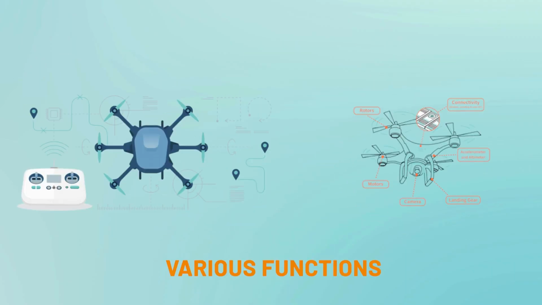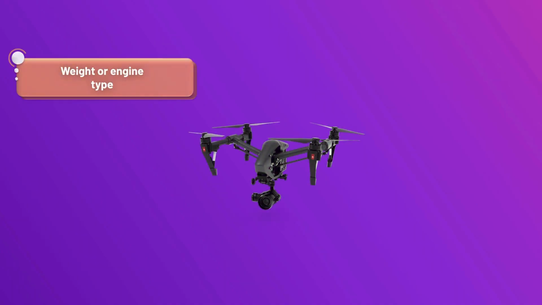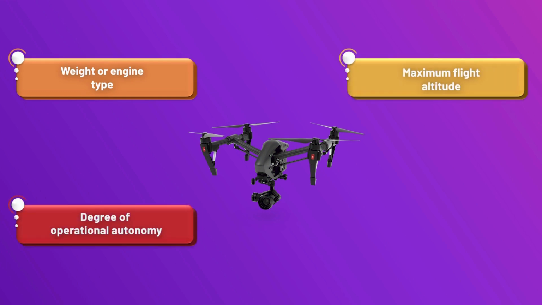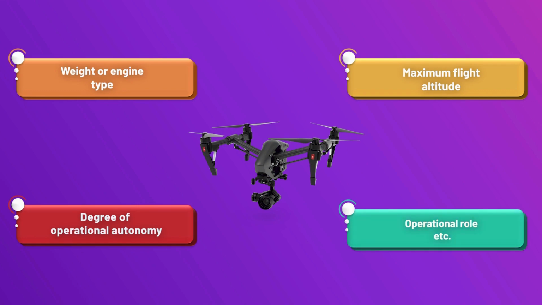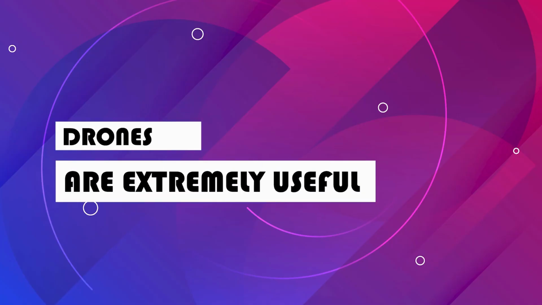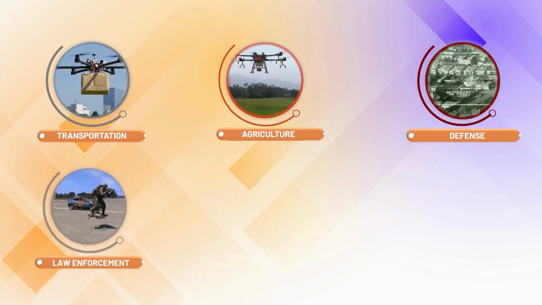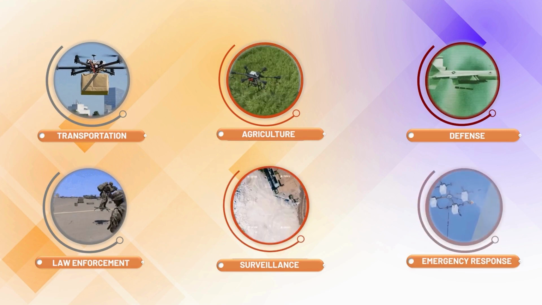Drones come in a broad range of shapes, sizes, and with various functions. They may be classified according to design configuration, such as weight or engine type, maximum flight altitude, degree of operational autonomy, operational role, etc. Drones are extremely useful in different sectors including transportation, agriculture, defense, law enforcement, surveillance, and emergency response, among many more. So let's comprehend some drone regulations.